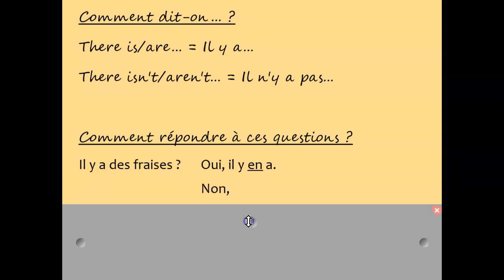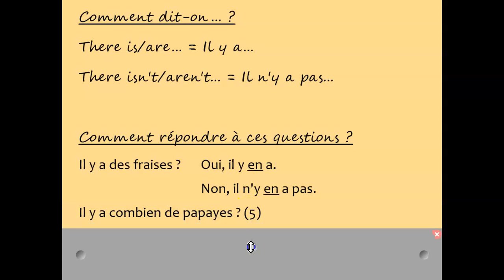Now in the negative, if we wanted to say no, there aren't any strawberries, figure out what the negative of that would be. The negative would be non, il n'y en a pas. Our en is still going to go before the a. Otherwise, we're following the same structure up here. We're just adding that en right before the form of a.